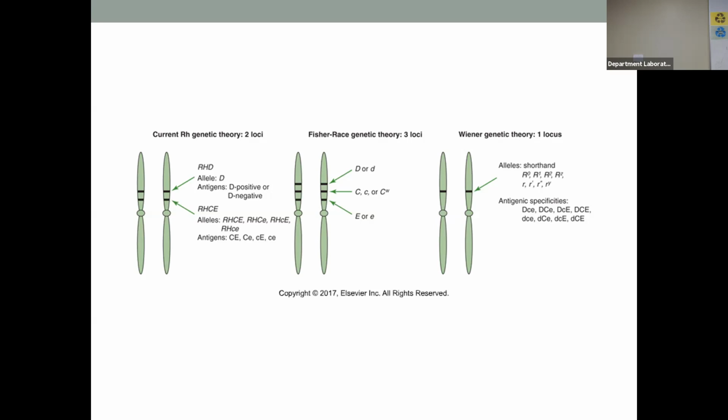Big C, little c, you'll see that a lot. And really, CW is not included in your Fisher-Race or Wiener terminology. So I don't have to worry about it in that aspect.